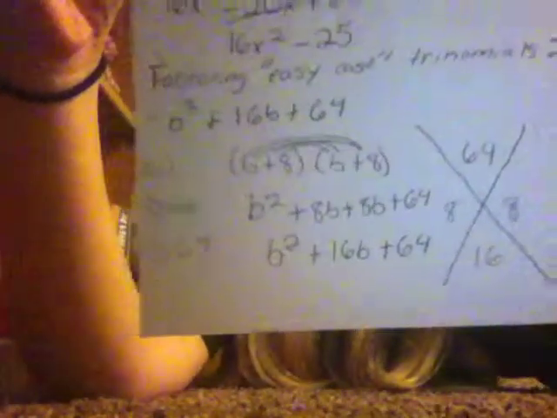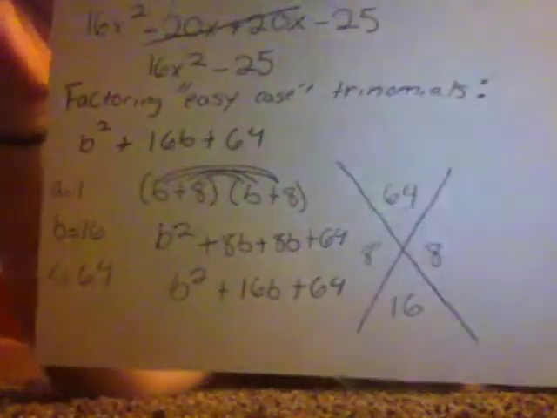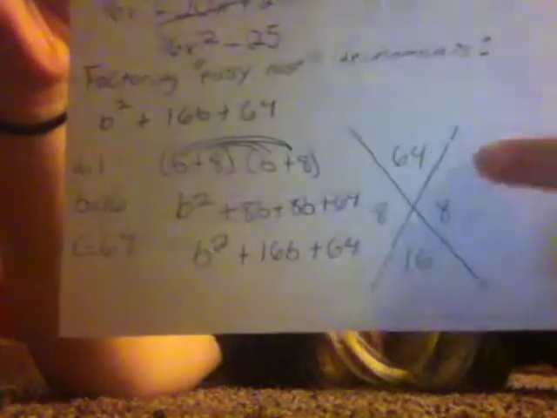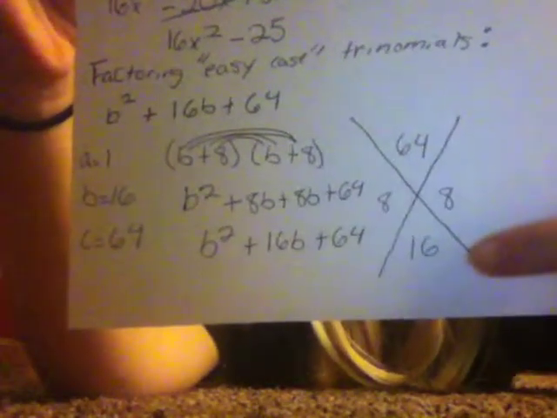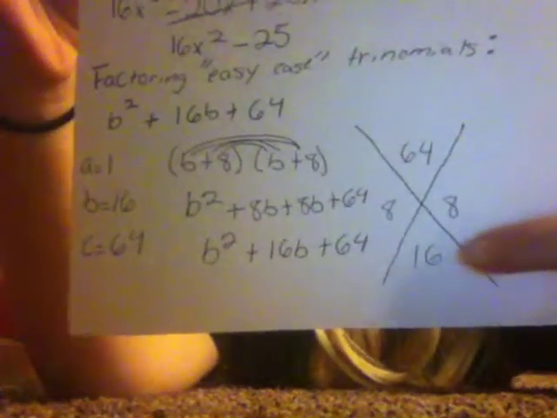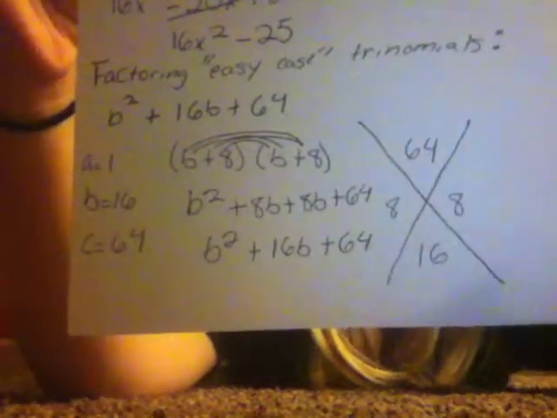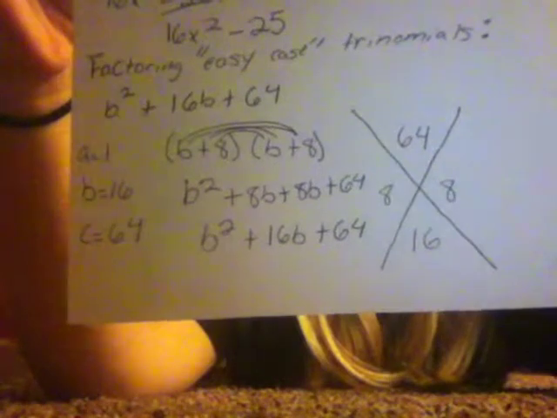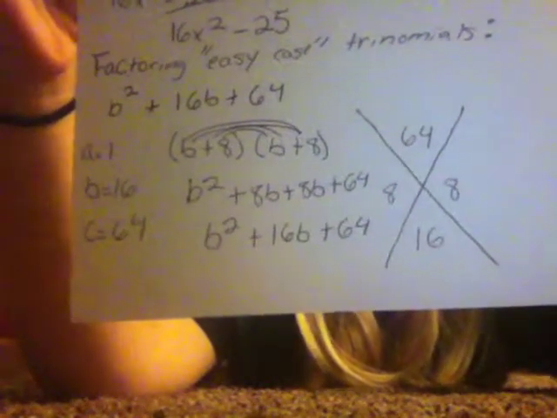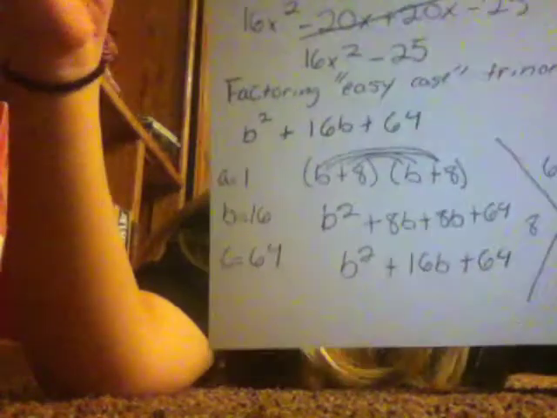And I went and used the diamond method and put 64 at the top, because that's where c goes. 16 at the bottom, because that's where b goes. And then I looked through all the numbers and found that 8 times 8 is 64, but when you add them together, 8 plus 8 equals 16. So I went and did b plus 8 times b plus 8.